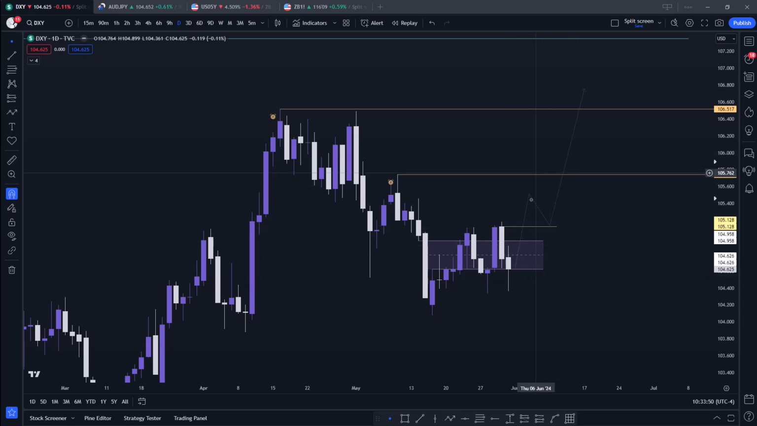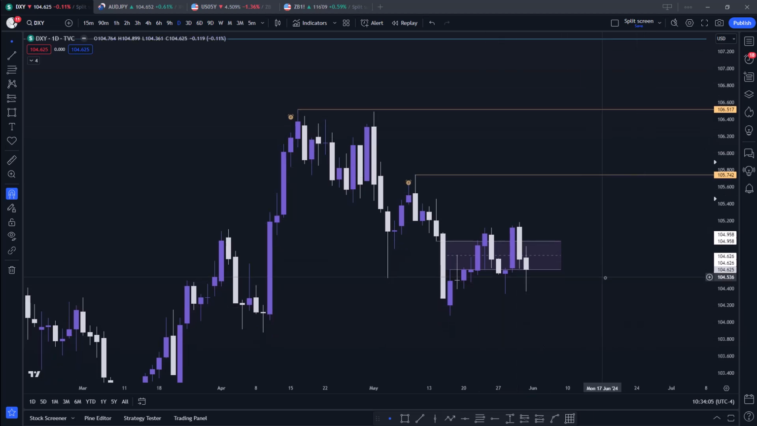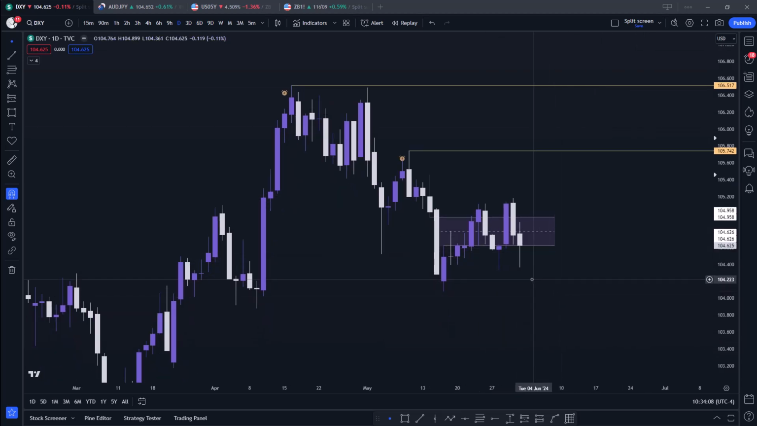If price decides to displace higher, we could see a fair value gap created here with the block and could continue higher. So I'm not going to participate in the dollar until or unless we create a daily fair value gap in either direction, but I'm supporting higher prices. So that's my view on the dollar index.